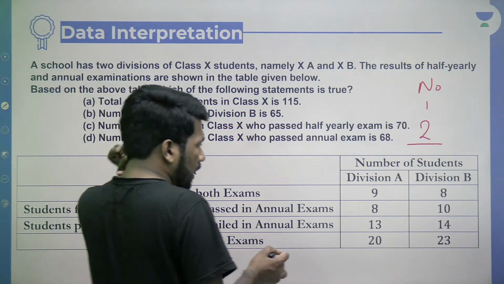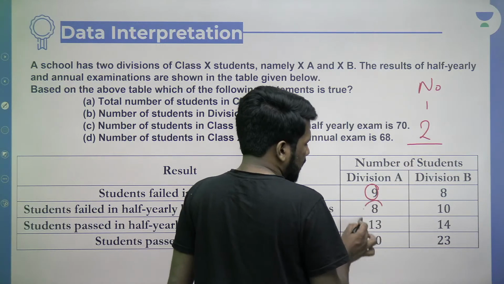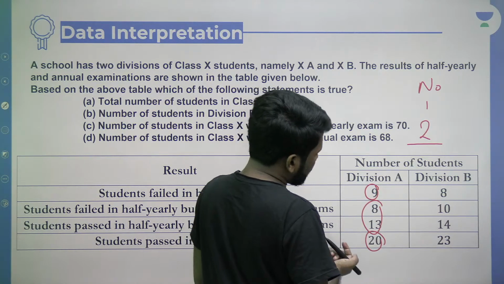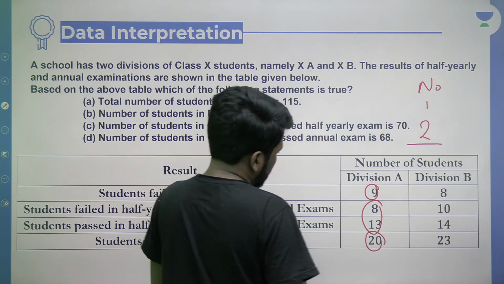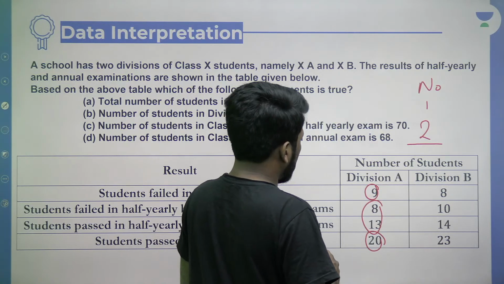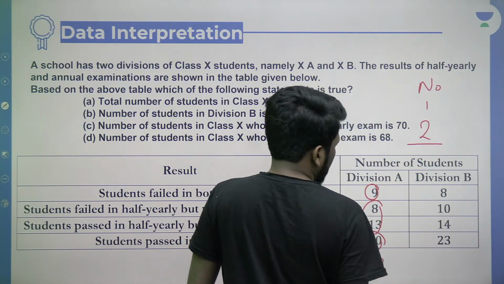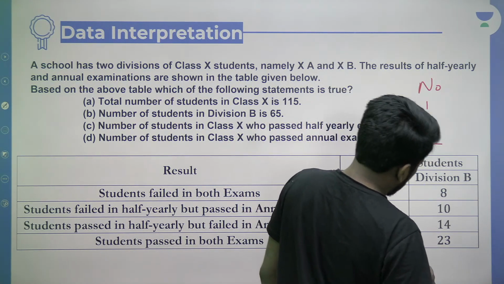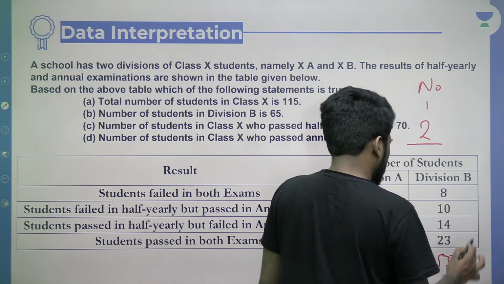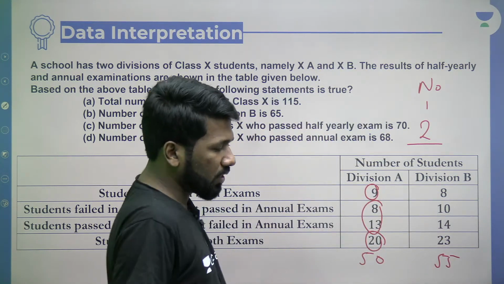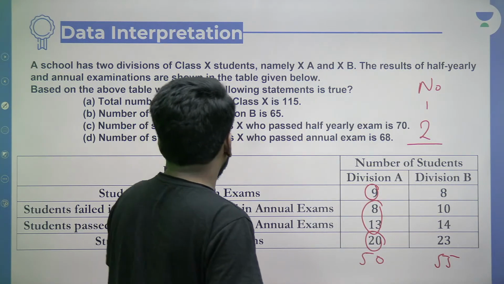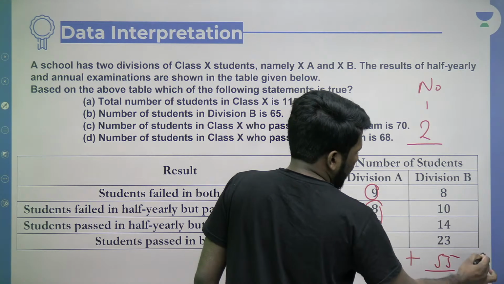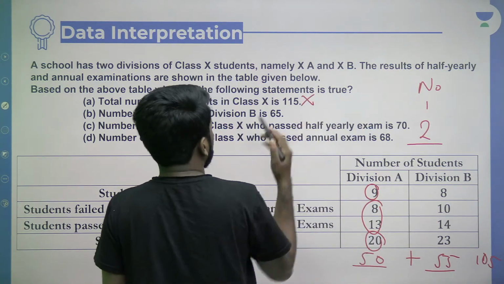That is, division A's total number of people will be 9 plus 8 plus 13 plus 20. You can find that value. That will be 20, 30, 41, 50. 50 people. And division B, it will be 30, 40, 50, 55. Did you all understand? 50 people in division A and 55 people in division B. Total number of students in class 10 will be 50 plus 55, that is 105. But it is written 115, so clearly it is wrong.